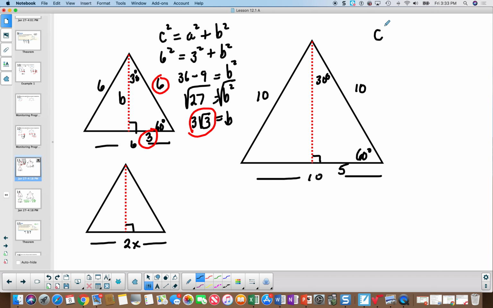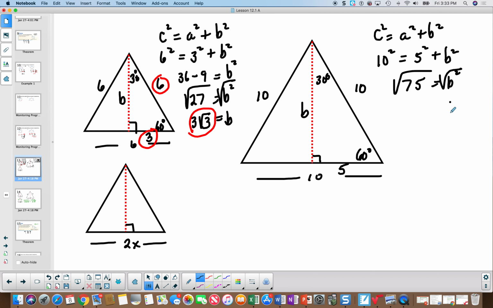So now I can use c squared equals a squared plus b squared. So this is 10 squared is equal to 5 squared, and then we're looking here for b squared. So b squared will actually be 75 when I subtract the 100 minus the 25. Take the square root of both sides, and I know there's a 25 in there, so this is going to be a 5 root 3.